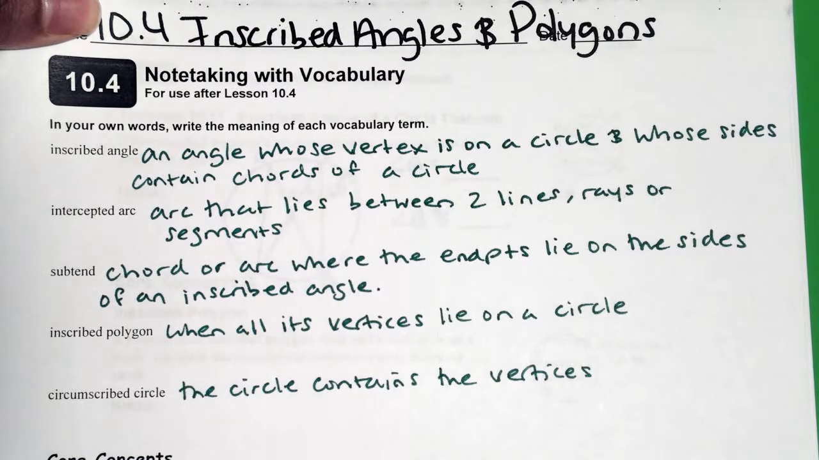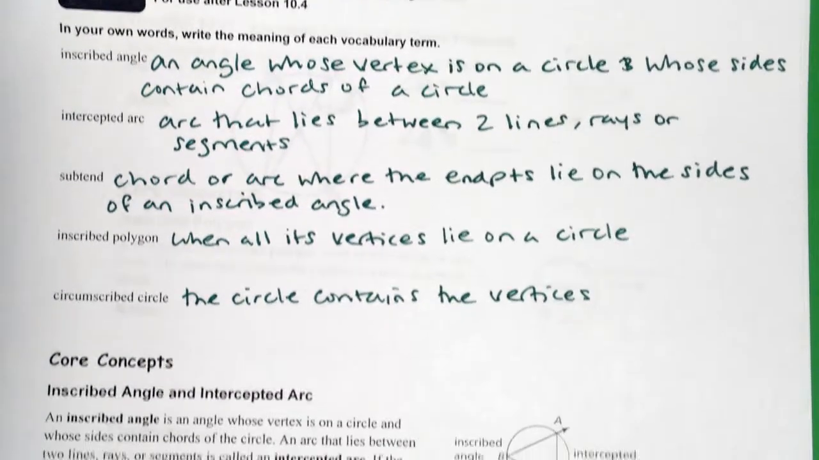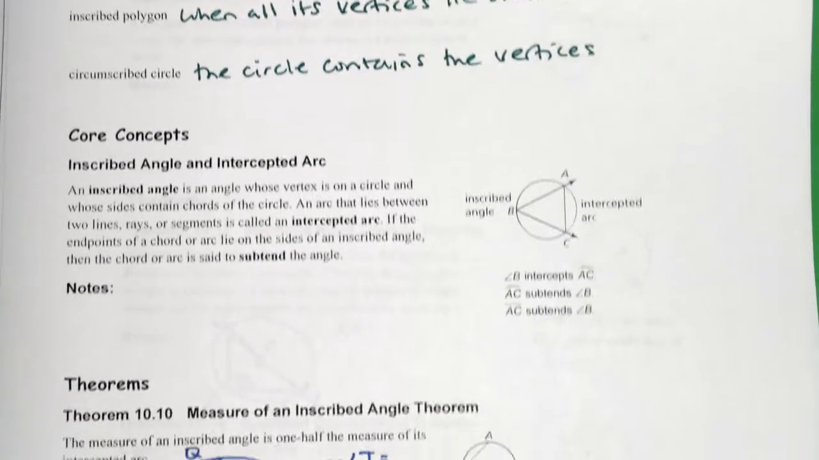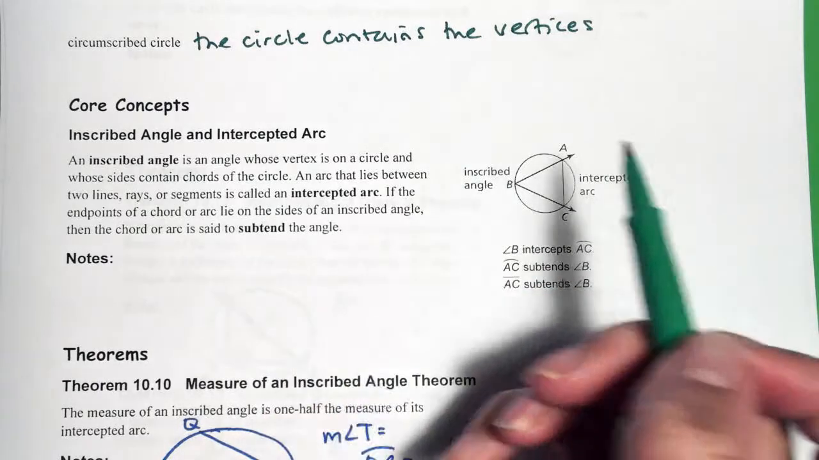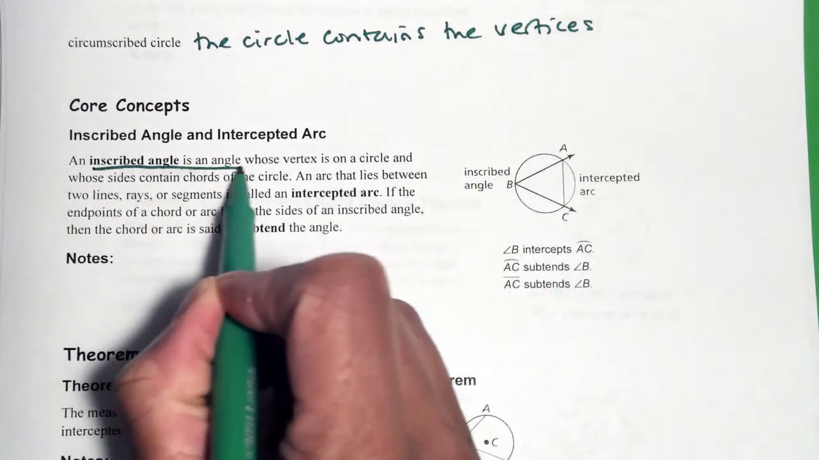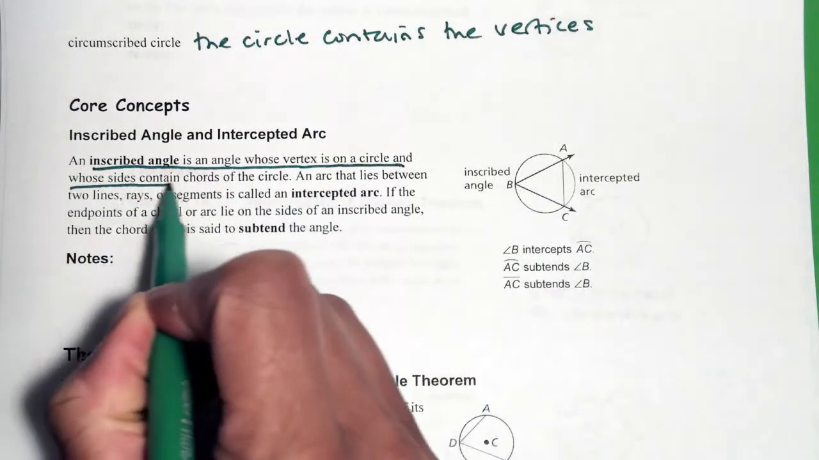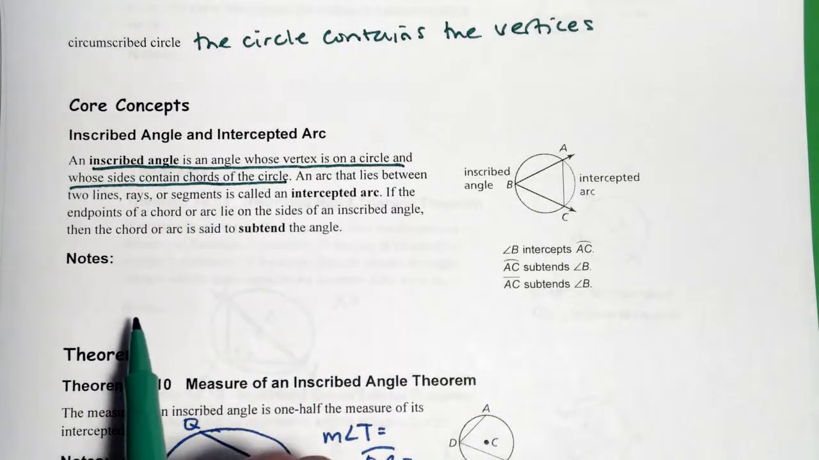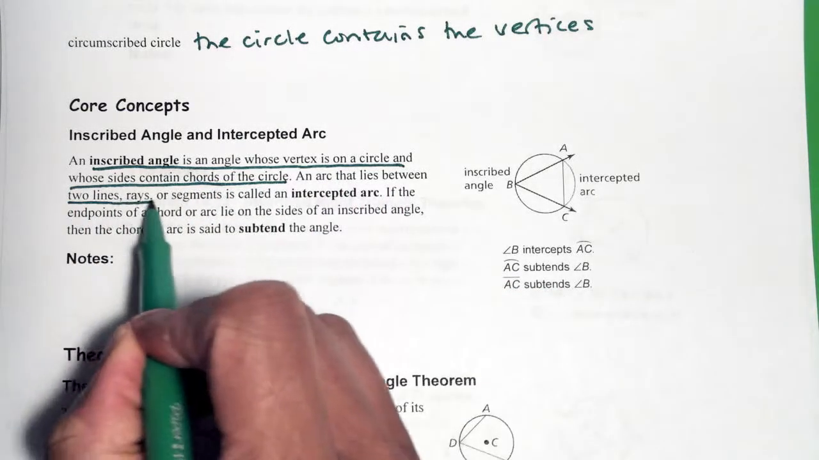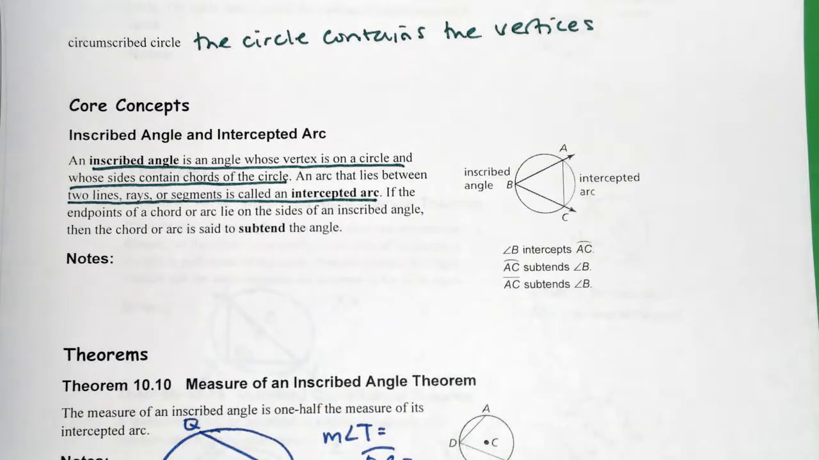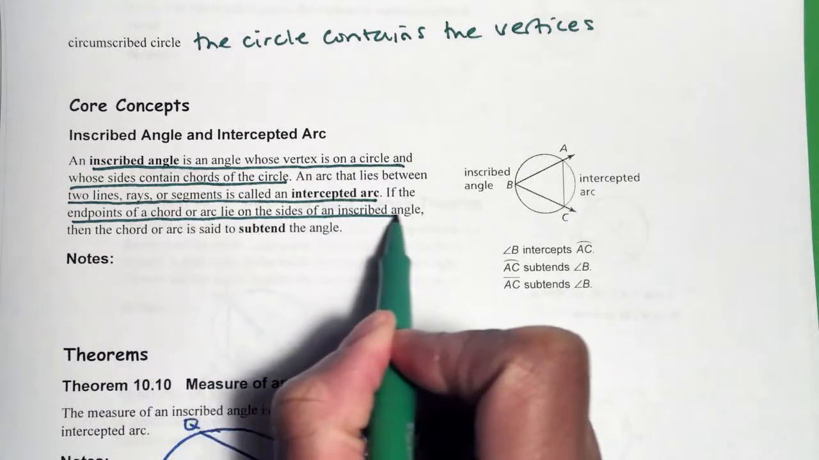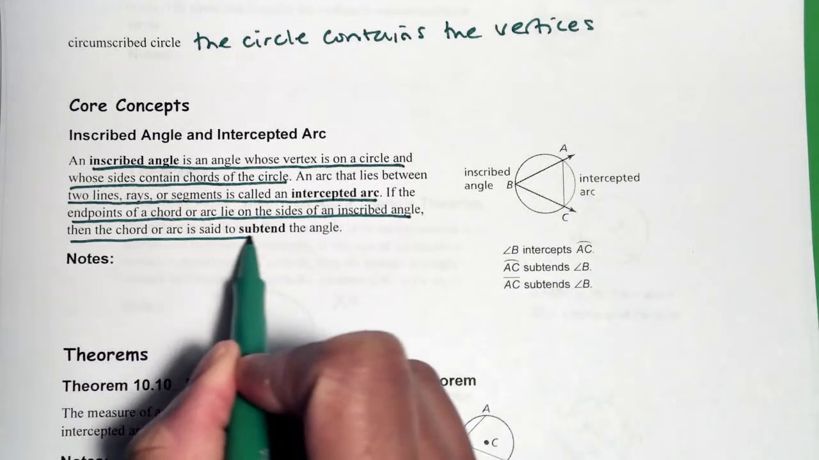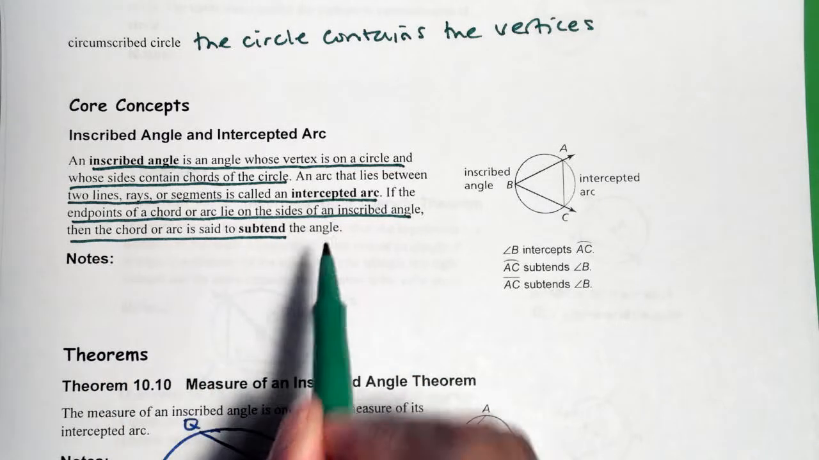Note you can always pause at any time, but I'm going to go ahead and move this up. So we have inscribed angle and intercepted arc. We kind of talked about these. We have an inscribed angle, a vertex that is on a circle and whose sides contain chords of the circle. An arc that lies between is called an intercepted arc. And then if the endpoints of the chord lie on the sides of an inscribed angle, then the chord or the arc is said to subtend the angle.